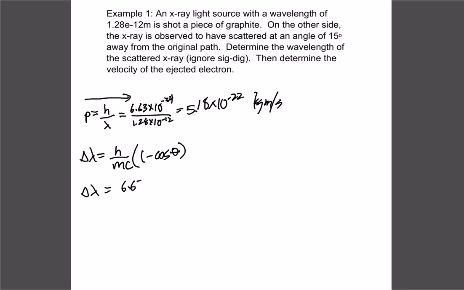So we put in our 6.63, the mass of the electron, I won't bother putting the exponents, and times the speed of light, and we times that by 1 minus cosine of 15 degrees. You've got to be careful, this is calculating the change in wavelength. So if we plug all of that in, we get 4.27 times 10 to the negative 12.